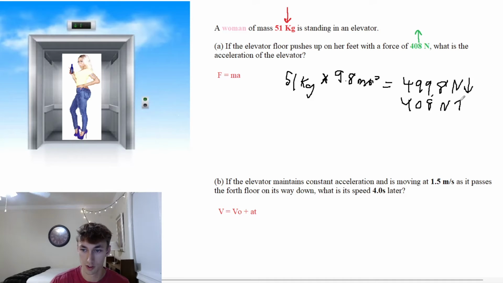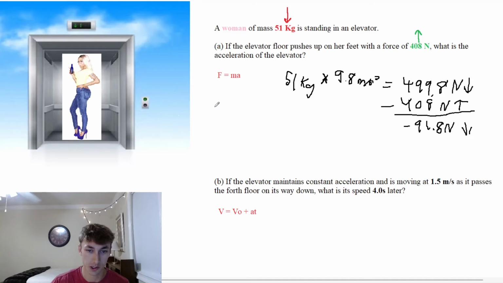In order to find the resulting force, you subtract them from one another. And once you do that, you get negative 91.88 newtons going down. It's a negative. So, okay, we have the force. Now we just need something else.